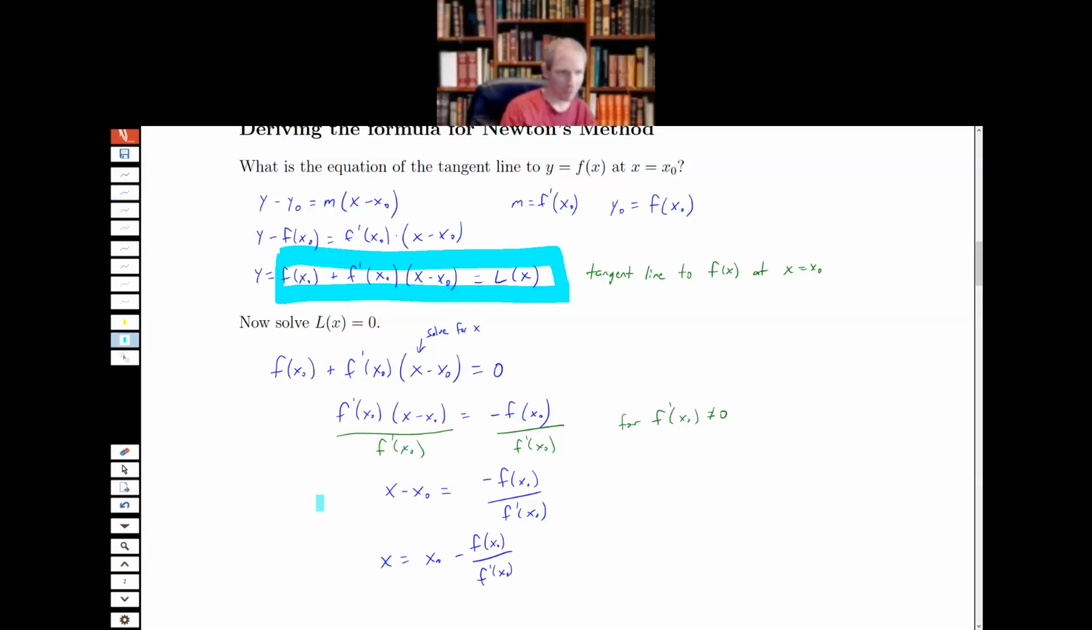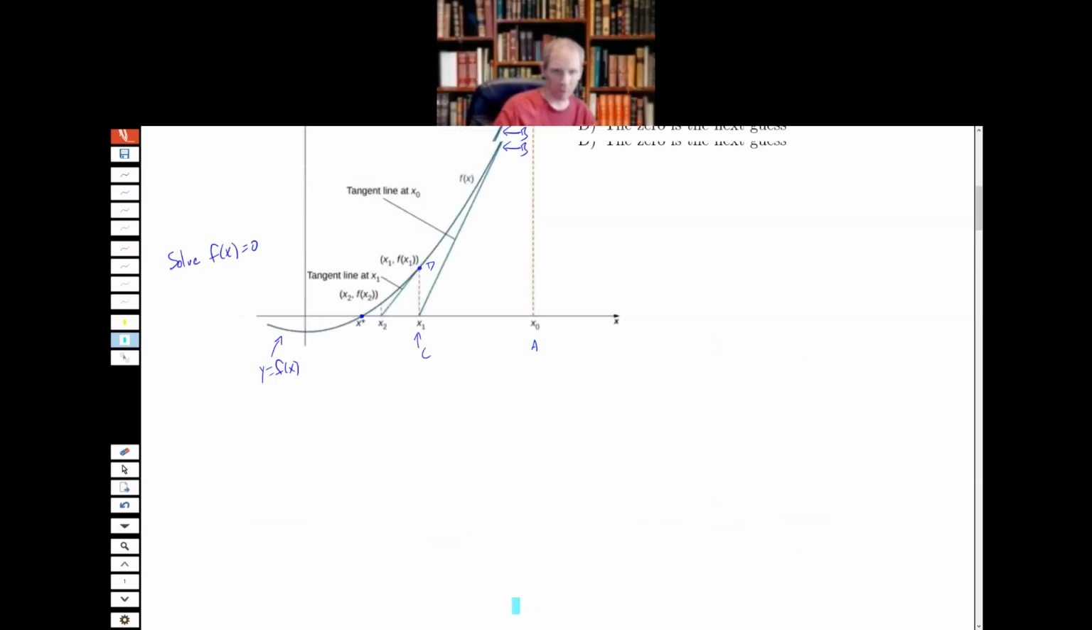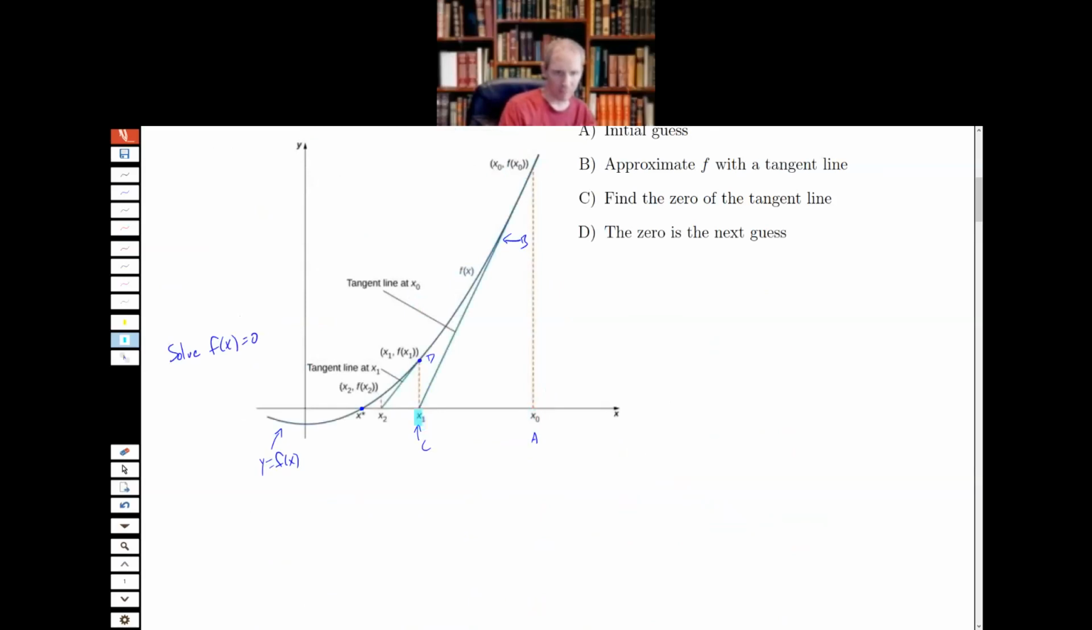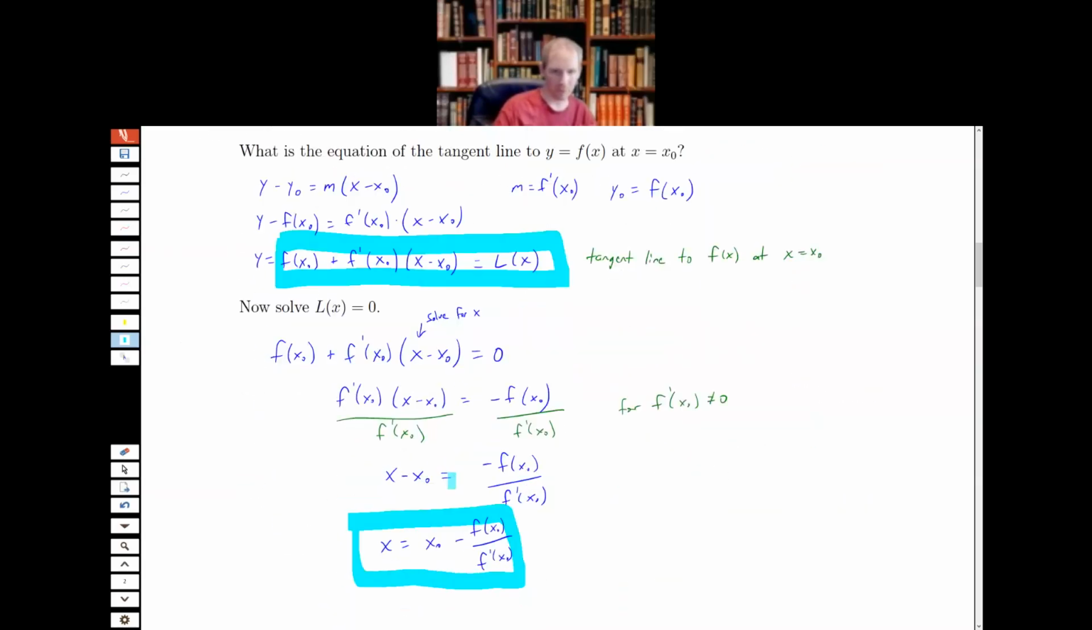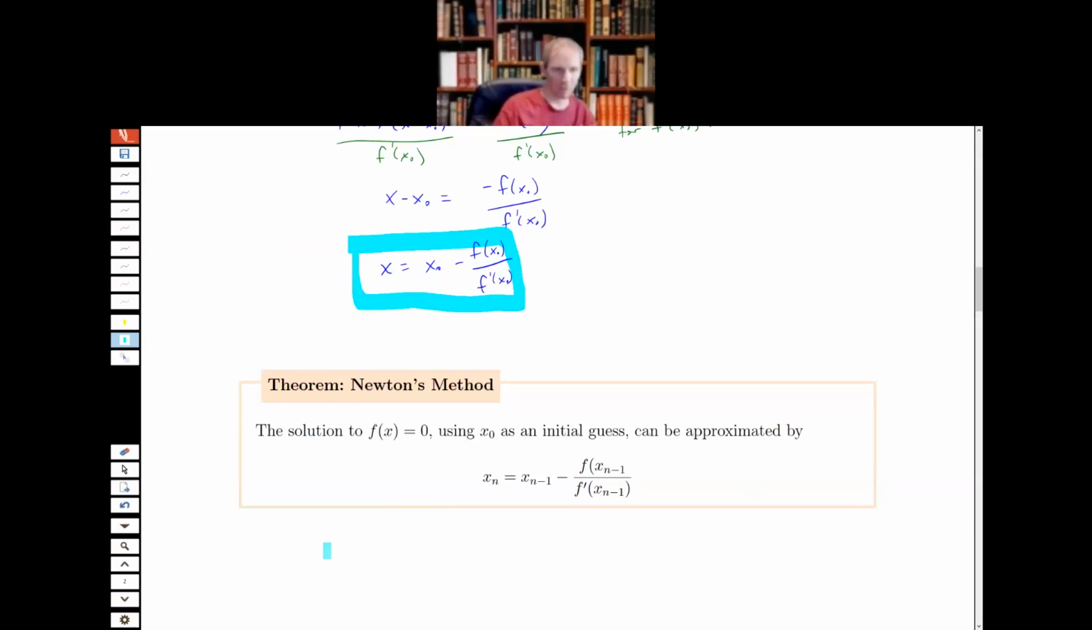Okay, and so this is my formula, or this is going to become my formula for Newton's method, because this gives me the x value where the tangent line hits 0. So if I plug in a guess x0, then that point where the tangent line hits 0 is my next guess x1. Okay. So in general, what we do is we say, all right, if I want to find out where a function hits 0, using x0 as an initial guess, then a formula for my next guess, xn, is take the previous guess minus f of the previous guess. We're missing a parenthesis there. Over f prime of that previous guess.